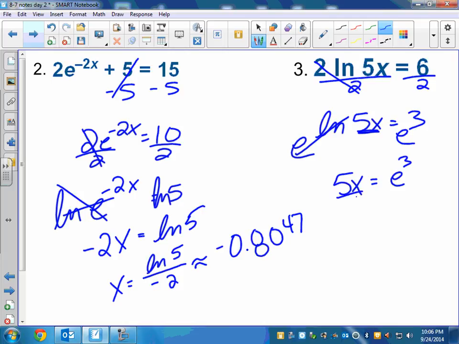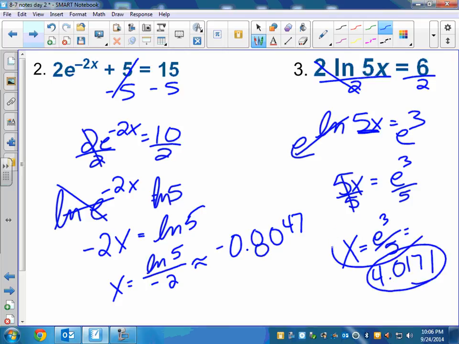And now I just want to solve that for x, so I'm going to divide by 5, and I'm going to get x equals E to the 3rd divided by 5, which I can do on my calculator and get that to be about 4.0171. Okay, what else we got?